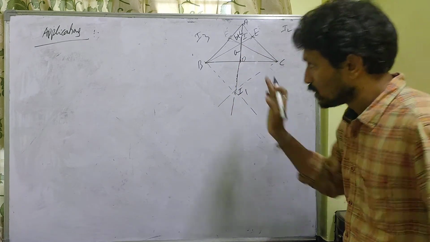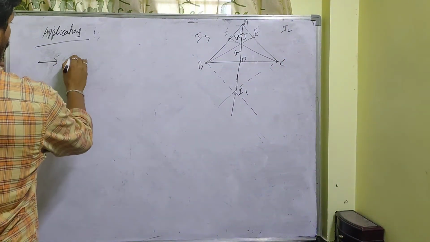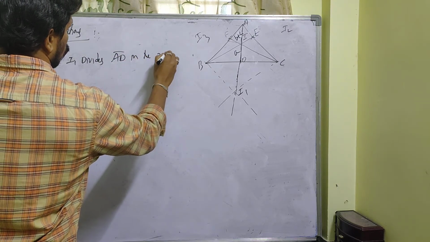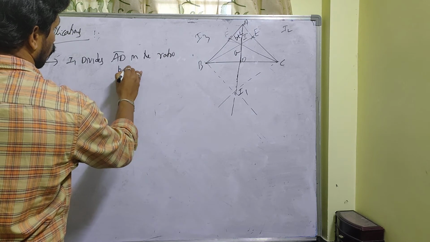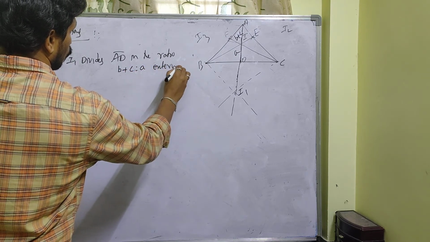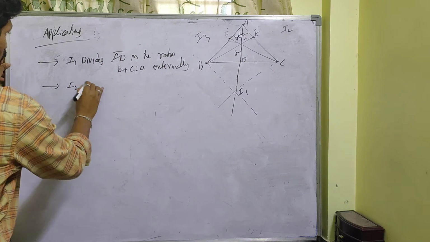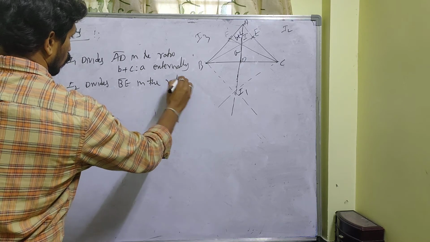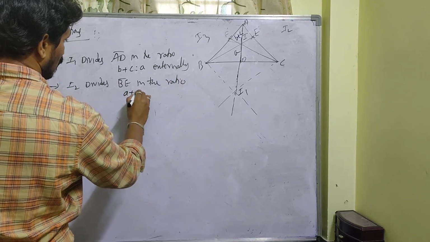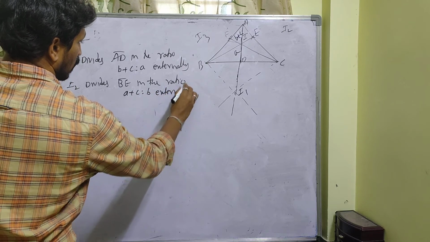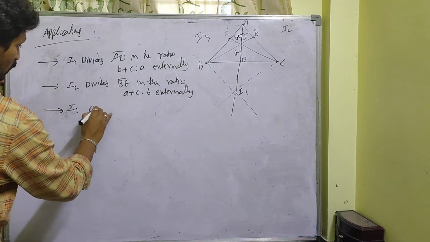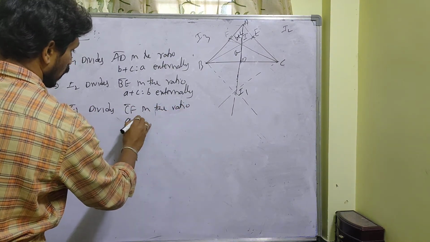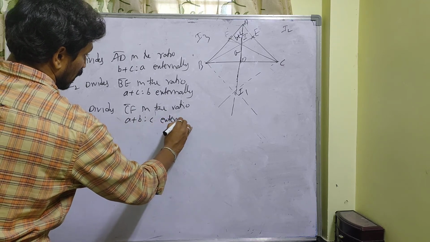Okay, I am writing those. I1 divides AD in the ratio b plus c is to a externally. I2 divides BE in the ratio a plus c is to b, also externally. Next, I3 divides CF in the ratio a plus b is to c externally.